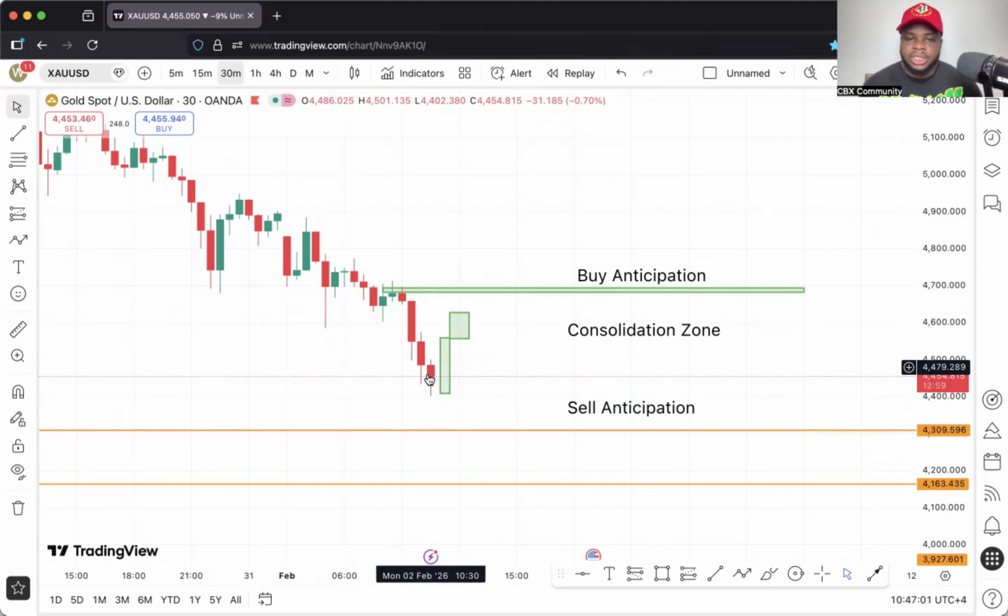If this candle wants to reject off this zone and close with a bullish candle, or if the candle has to close with a bearish candle, then we can anticipate for the next candle to give us a bullish candle.